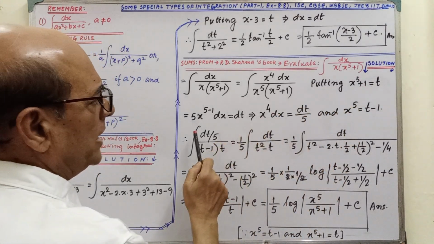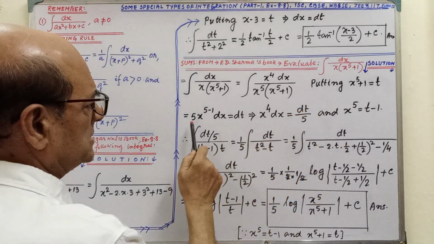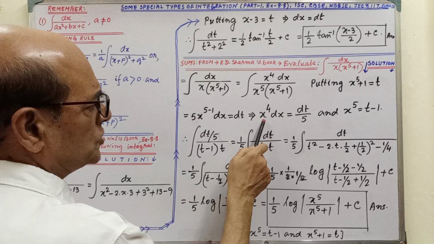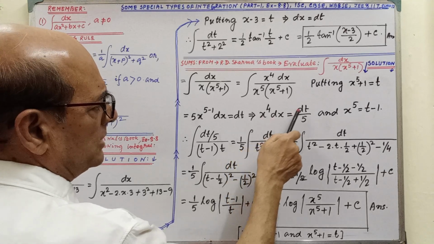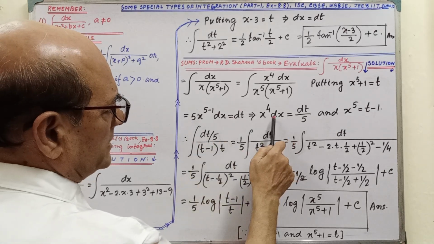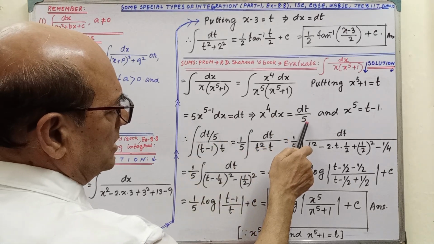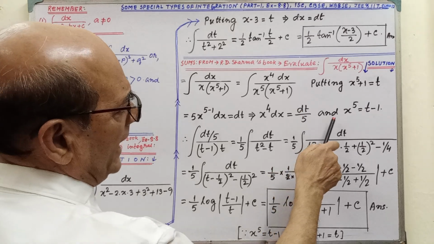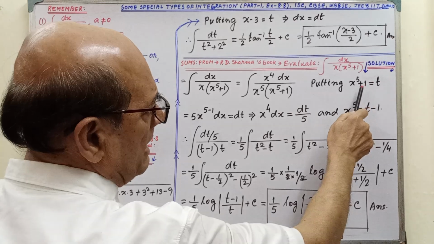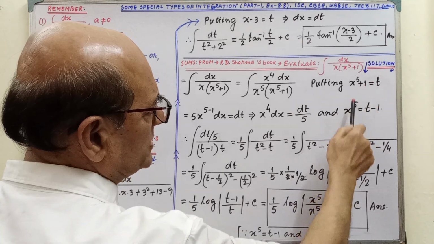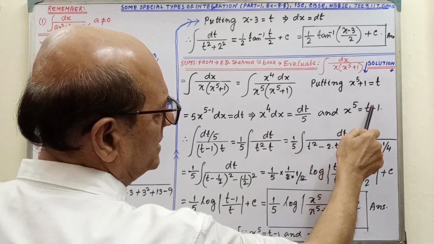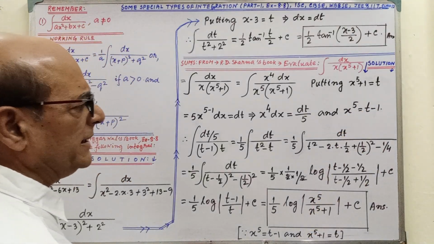What we are putting, that we have to differentiate. By differentiating this, that is 5x to the power 5 minus 1 dx equal to dt. So x to the power 4 dx equal to dt by 5. This 5 we are taking from the right side to the left side. And x to the power 5 plus 1 equal to t. So x to the power 5 equal to, taking this 1 to the right side, naturally it will be t minus 1.